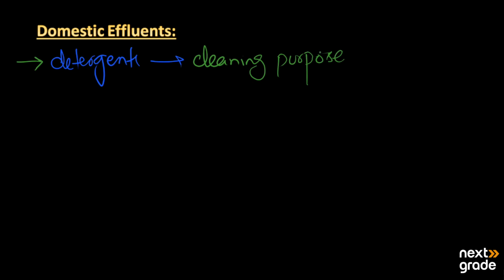First of all, we have domestic effluents. Basically, when we talk about this, we use different types of detergents at home, and these detergents are used for cleaning purposes. Because detergents have a very strong cleaning action, unlike soap in hard water, they can work even in acidic solution. So that's why they are used for better results.